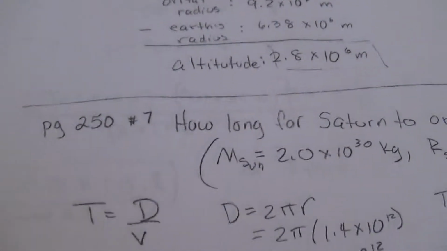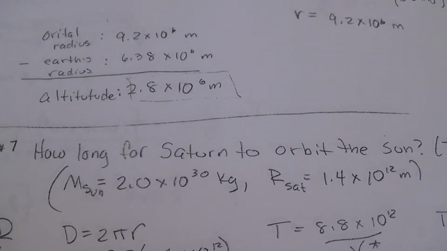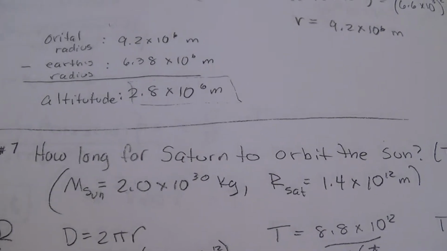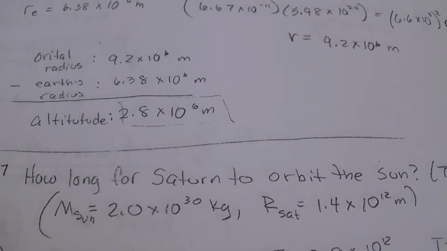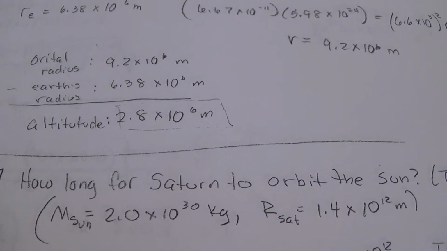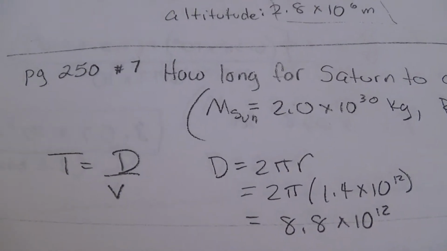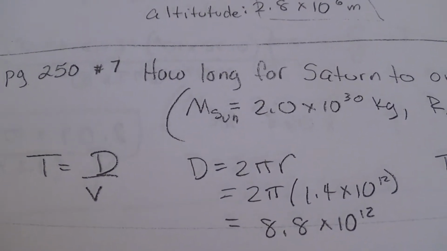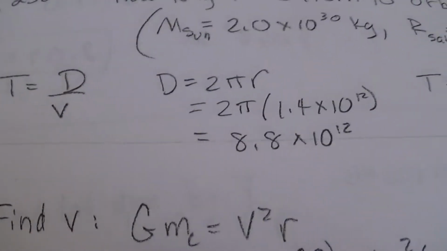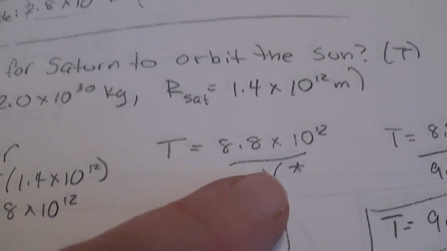Number 2, or the second one, was page 250, number 7, and they want the period, how long for Saturn to orbit the sun. That's T. So the equation with T in it looks like this. So we have distance around is 2 pi r, so we calculated that, and we need v. To get the period, we need v. So we have to go somewhere else.